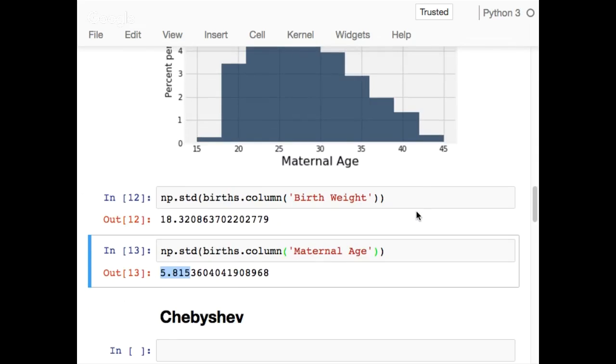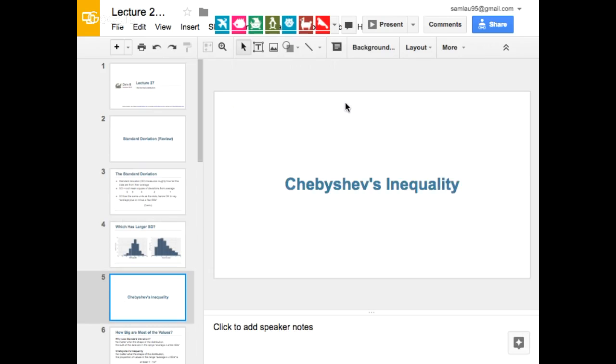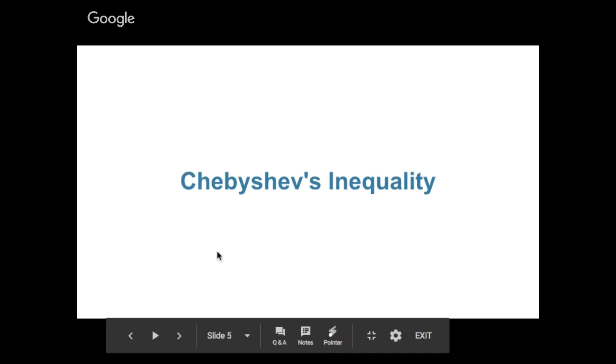We know that the standard deviation is a measure of spread, but it turns out we can use it to say, I know for sure that most of my values are within some range. We can do that using some mathematics, which I'm not going to outline in this lecture. I'm just going to tell you what it is. It's called Chebyshev's inequality.